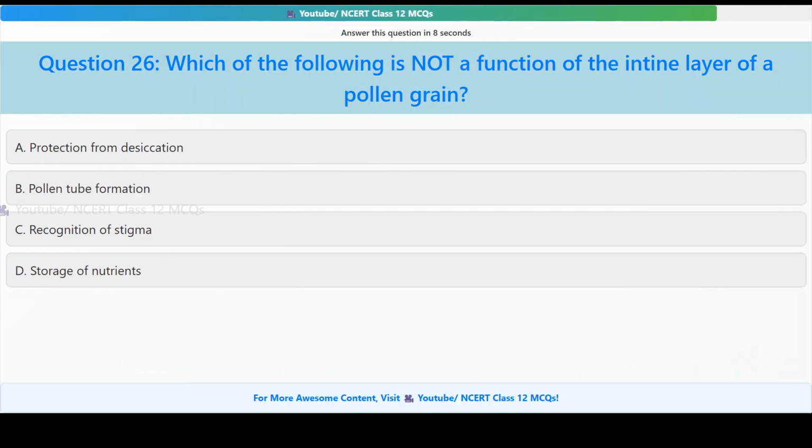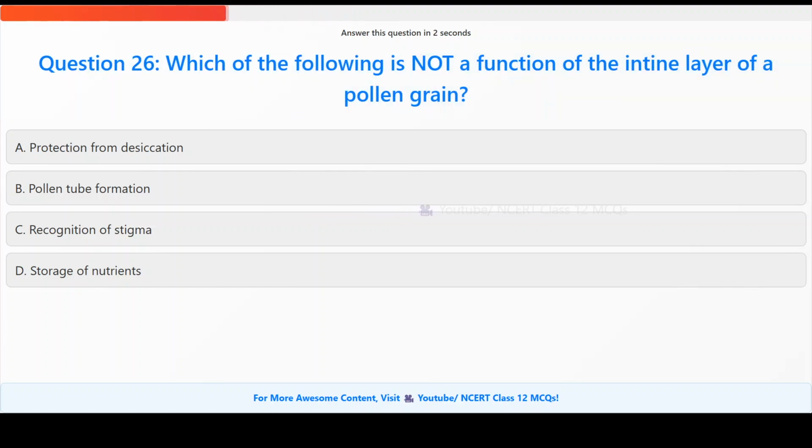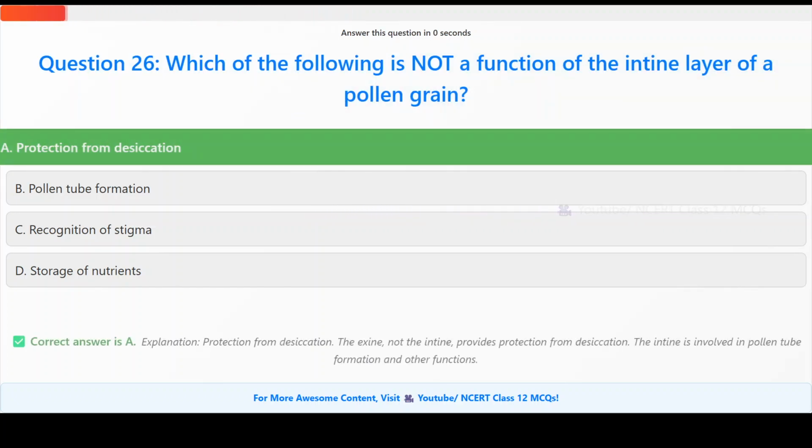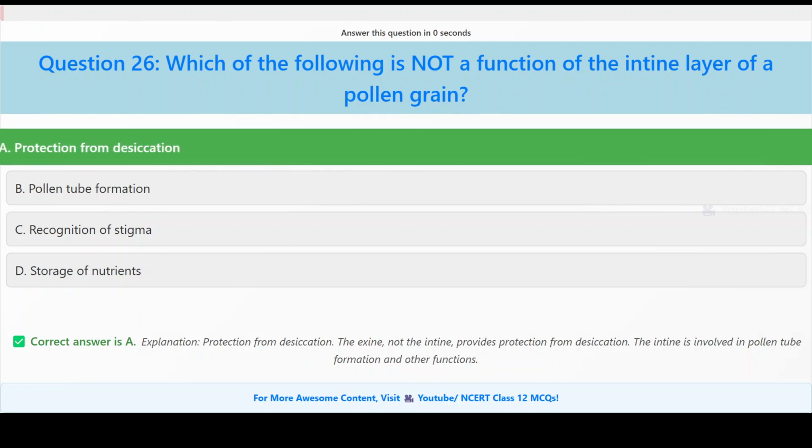Question 26. Which of the following is not a function of the intine layer of a pollen grain? Protection from desiccation. The exine, not the intine, provides protection from desiccation. The intine is involved in pollen tube formation and other functions.